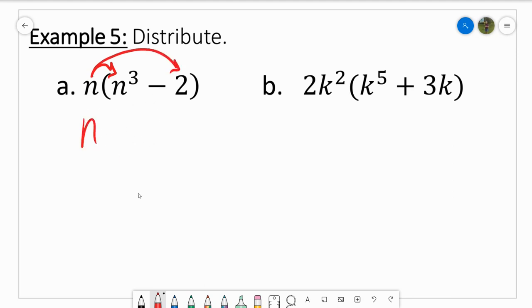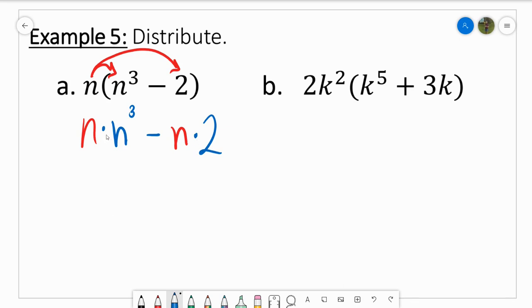So I have n times n cubed. Bring down that minus sign. And now I have n times the 2. Okay, pause there if you are mindlessly copying stuff down and look at what you just wrote and make sure that you can make sense of where these numbers came from. Okay, so this n cubed minus 2 is what we originally had. They just both have a times n out front.